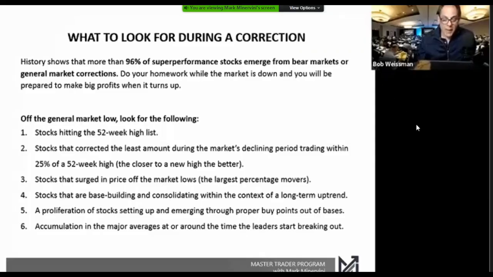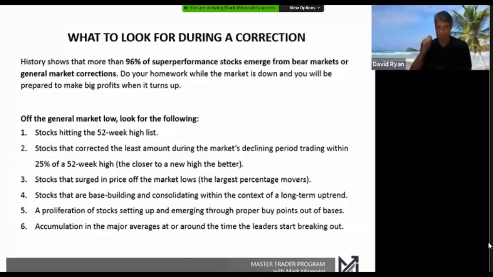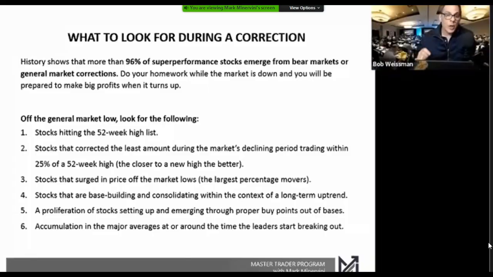And then you're looking for stocks that are building bases within the context of an uptrend. Stage 2 uptrend names that are building bases, and you want to see a proliferation of that. You want to see more and more stocks setting up, and the early predictive leaders emerging, holding up, and then another wave or two coming after those stocks. And that gives you the confirmation that the market is getting close to a bottom, and that the leading stocks are telling you it's time to buy.